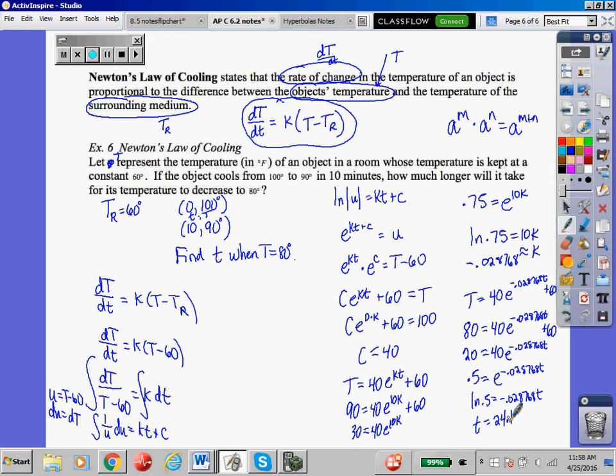Now, why is that the wrong answer? Because it says how much time. Yeah, okay, do you see that? We've done it correctly, okay? T is 24, but it says how much longer, how much time has elapsed? That would make it 14. Yeah, okay, 10 minutes has elapsed, and so it's 14 more minutes. So be careful with that. It will take a total of 24 or 24.1 minutes, but it's 14 more minutes.